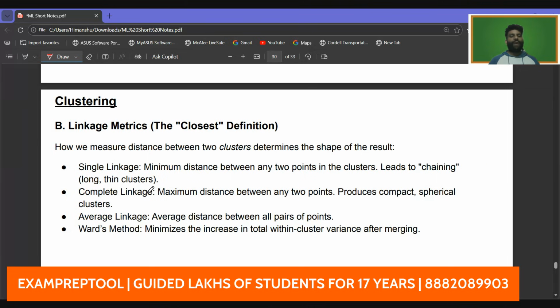Average linkage calculates the average distance between all pairs of data points. If I had m data points here and n data points here, how many distances need to be calculated overall? M cross n, m into n distances would be calculated. Their average represents how similar these two clusters are. Then there is Ward's method, which minimizes the increase in total within-cluster variance after merging. It uses the variance idea, not really important from the examination point of view, but it exists.